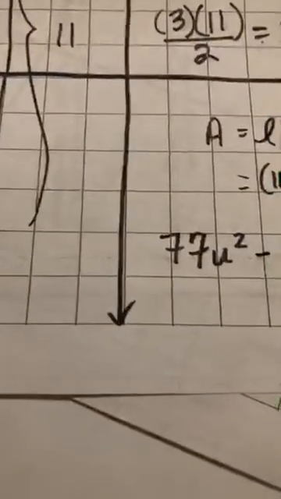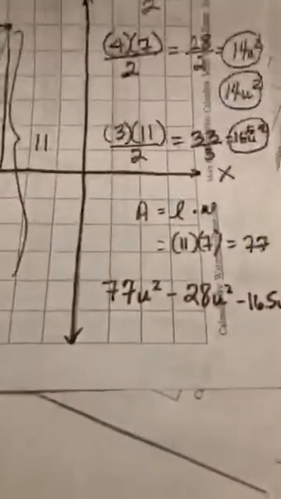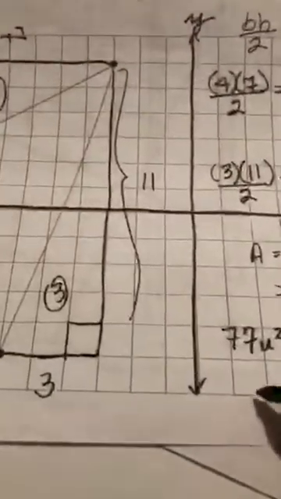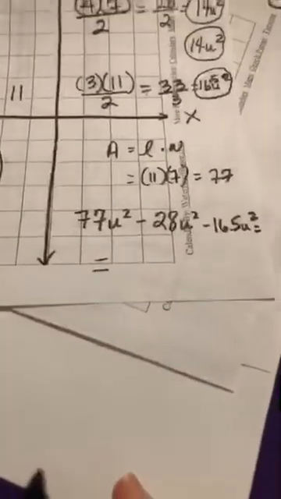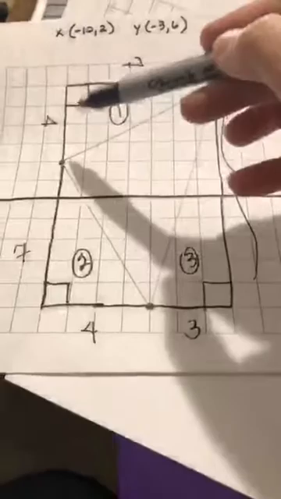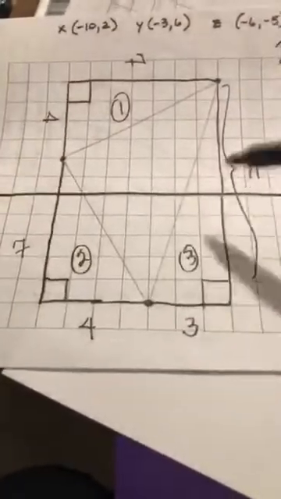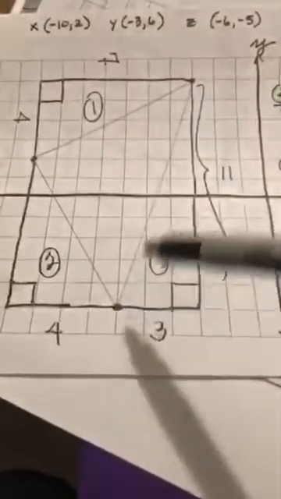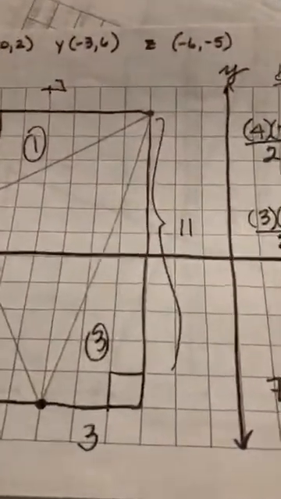So, who can tell me then, what is 77 minus 28 minus 16.5? You can type it in the comments, because remember, you did this one ahead of time. This was the one that was your homework. So what do we get as our answer? We took the area of the whole thing. We're taking this piece away, and this piece away, and we're going to be left with the area of this, which is what the question asked us.